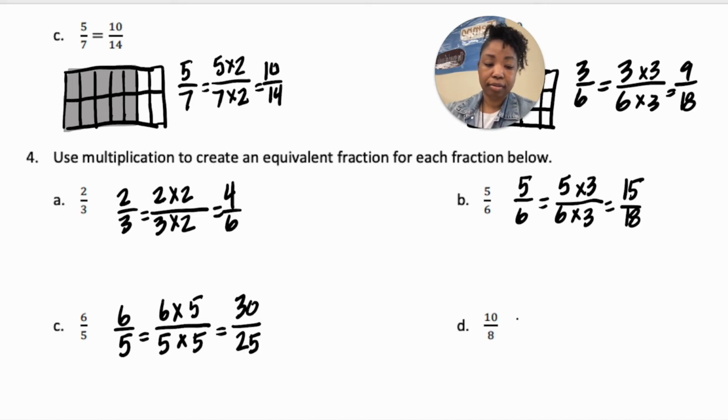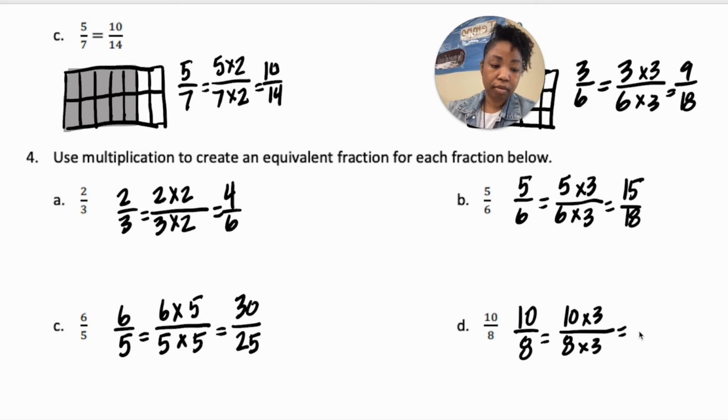For D, we have 10/8. I'm going to multiply top and bottom times 3. That would give me 30 over 24.